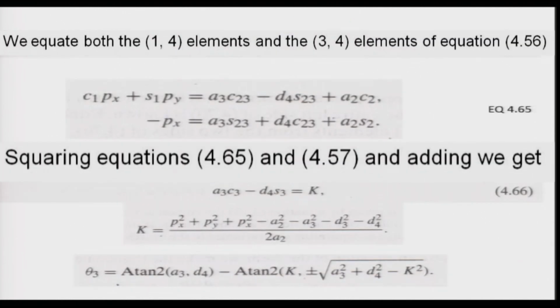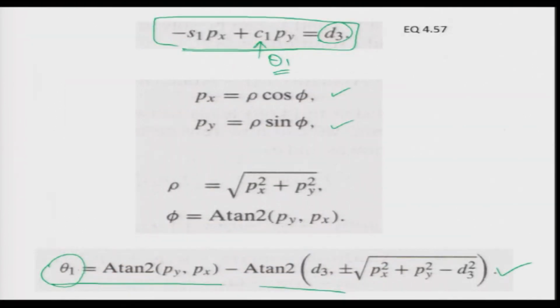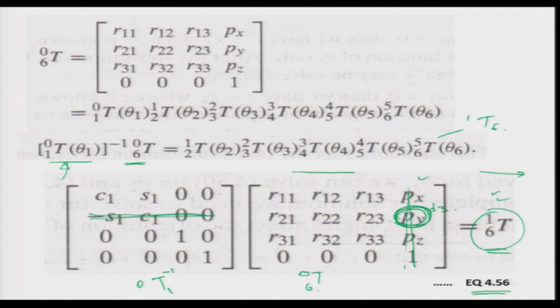So, once you get theta 1, next we equate both the 1 4 and 3 4 elements from the two sides of this. So, 1 4 and 3 4, let us see what is 1 4 and 3 4. So, the 1 4 element of this side is this one, and into that is the fourth one from this side. So, 1 4 we are going to equate on both sides, and 3 4 we are going to equate on both sides. So, 1 4 and 3 4.